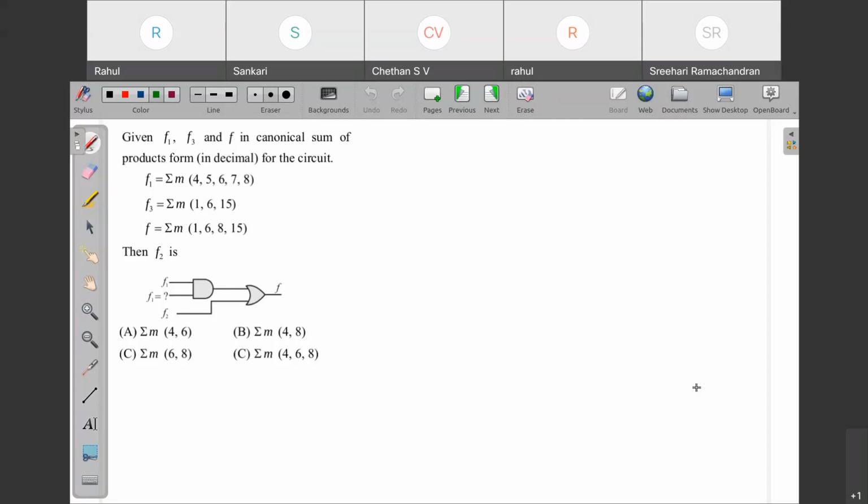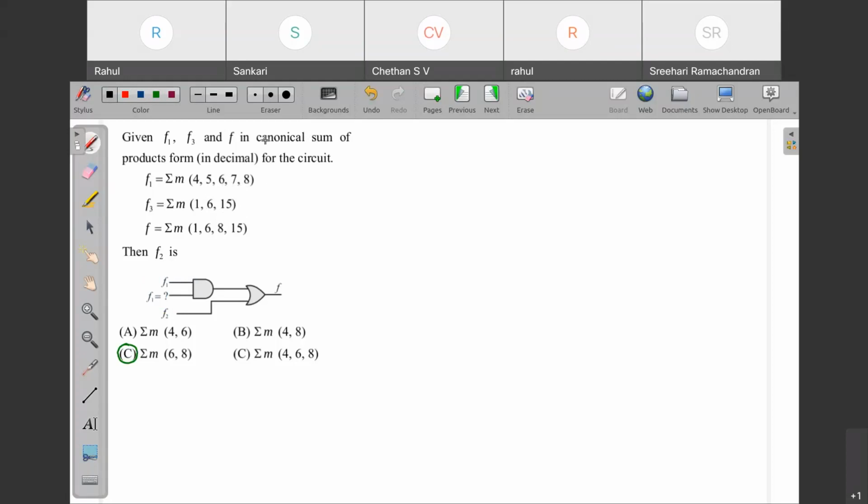So what answer are we getting over here? Look very carefully. Okay, so do you guys know what this is? What do we mean by this? This sigma m 4, 5, 6, 7, 8, sigma m 1, 6, 15. Okay, if you don't know, it's okay.